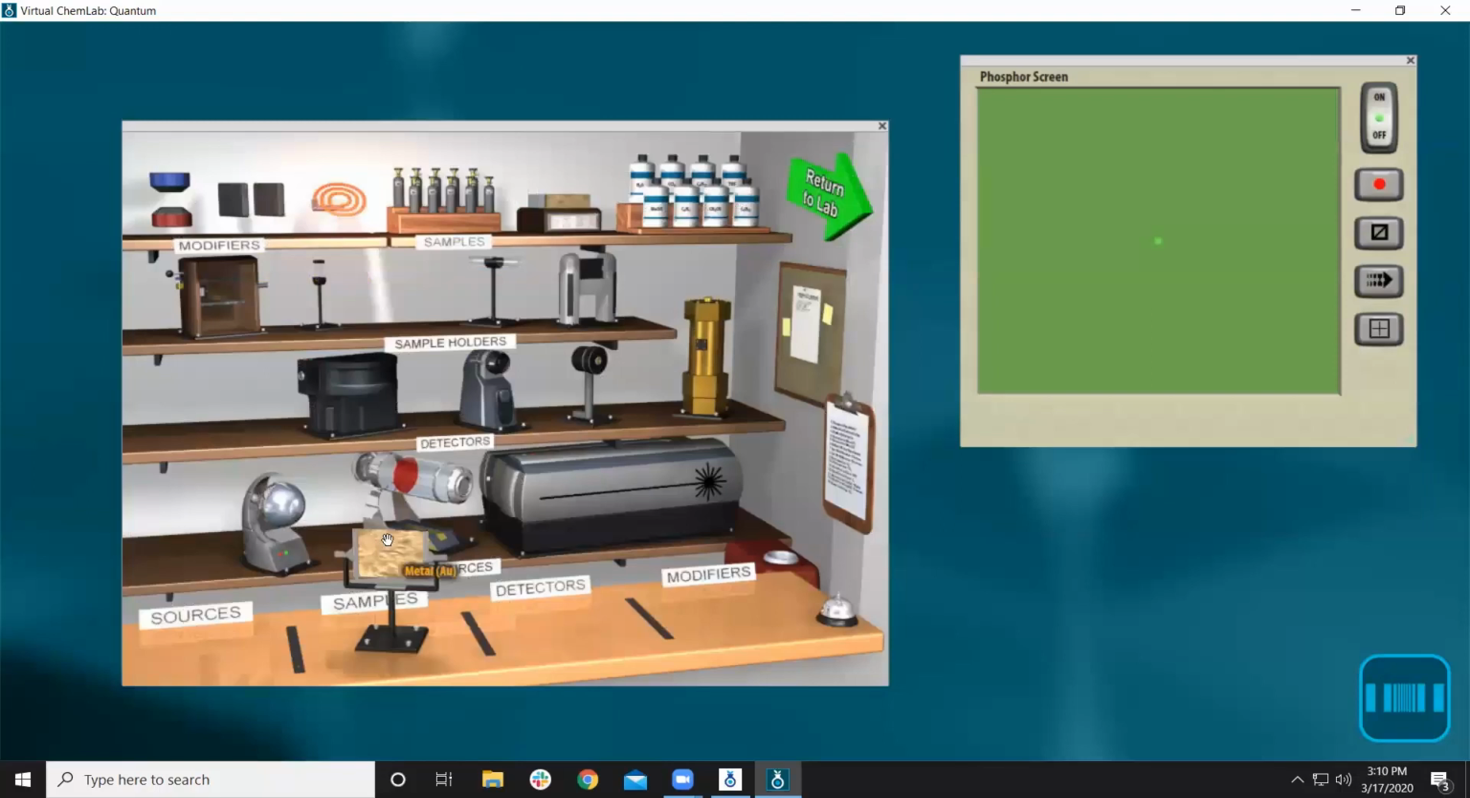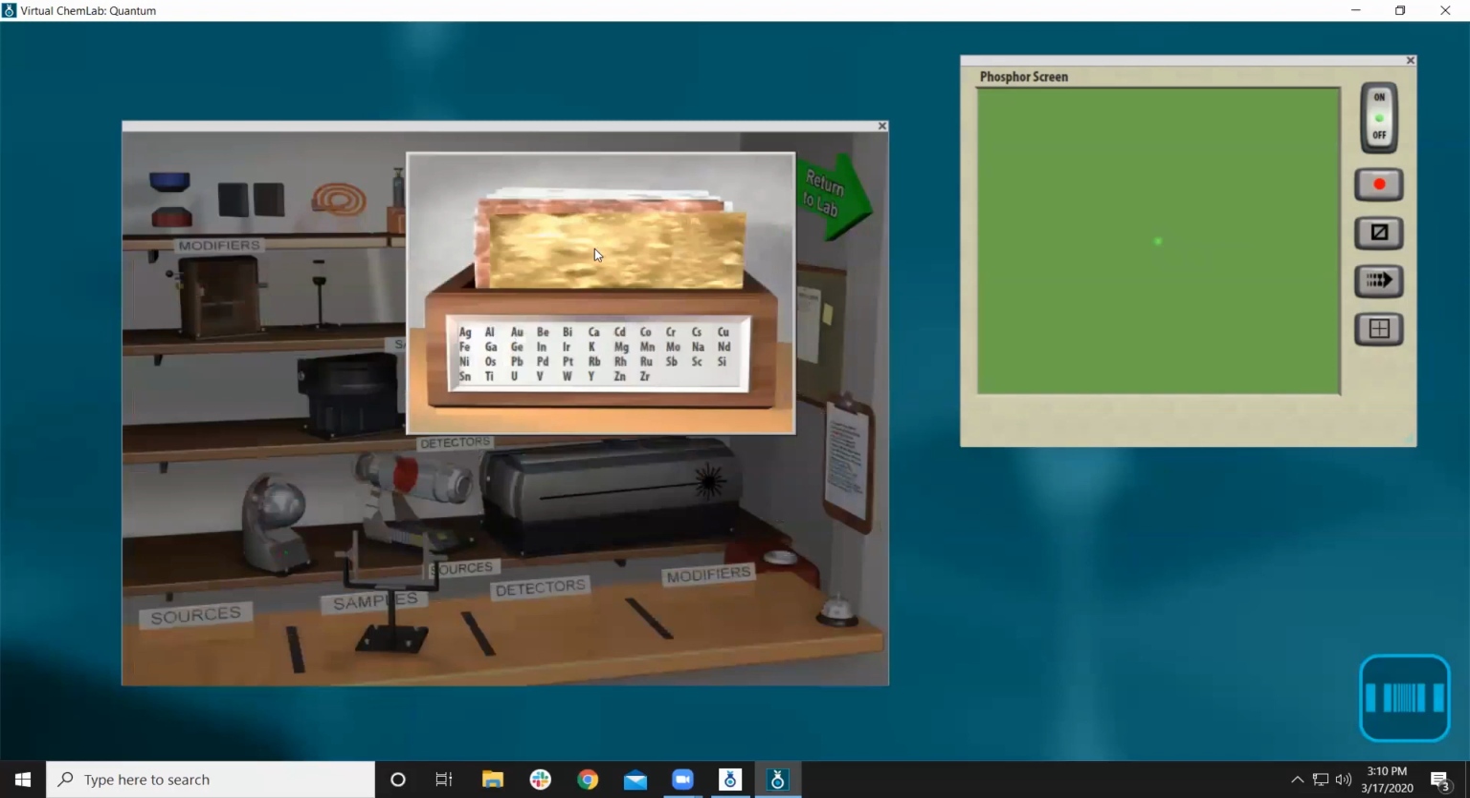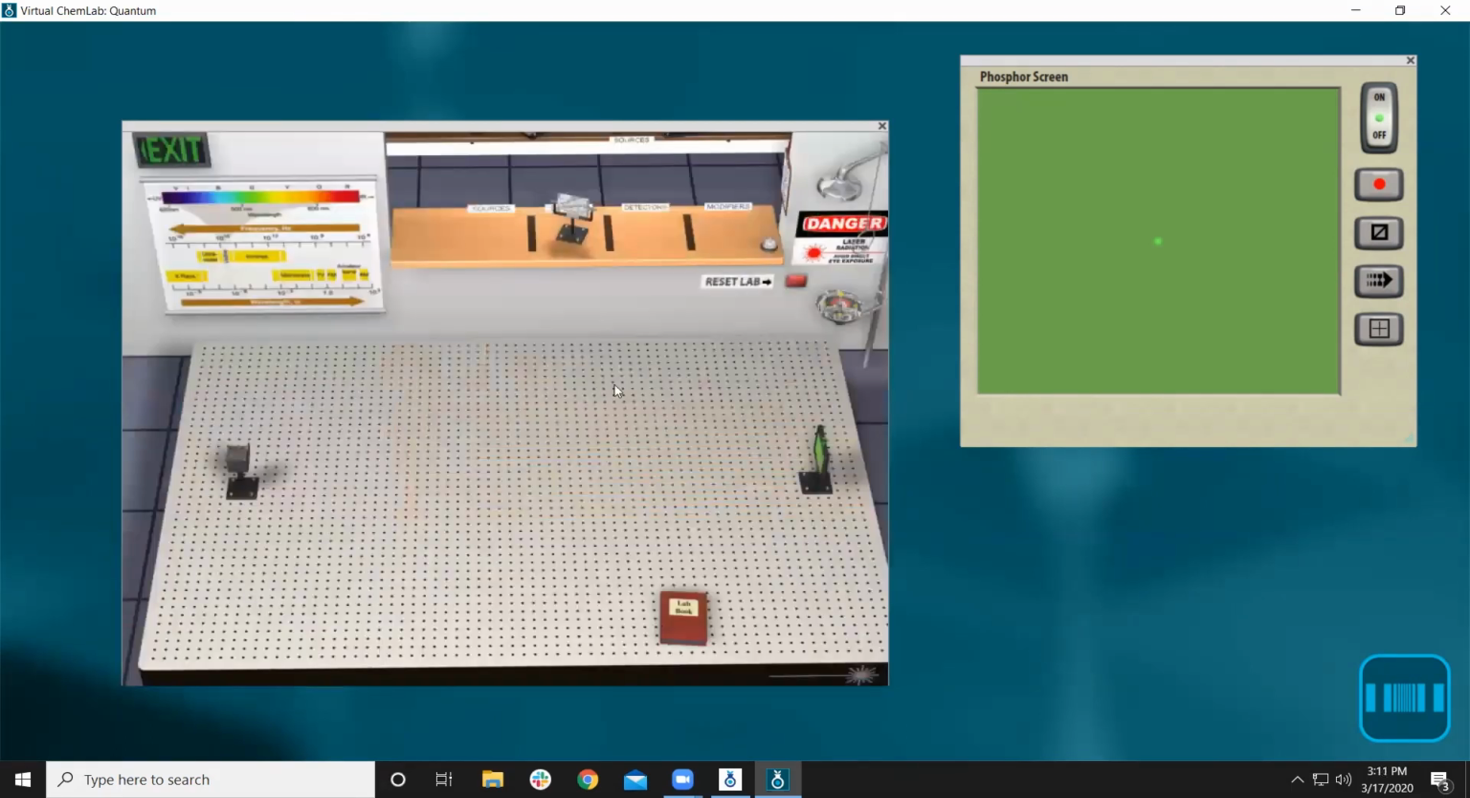So I'm going to go over here, I'm going to return my gold and click on my box of metal foils, and I have all of these different options I can use. So what happens if I use, say, magnesium? Then I can return to the lab, put in magnesium, and I see a little bit bigger spot, but I don't see nearly the amount of scattering that I got with gold. So lots of cool things that we may not have a lab activity that we discuss really, but all of these options are available.